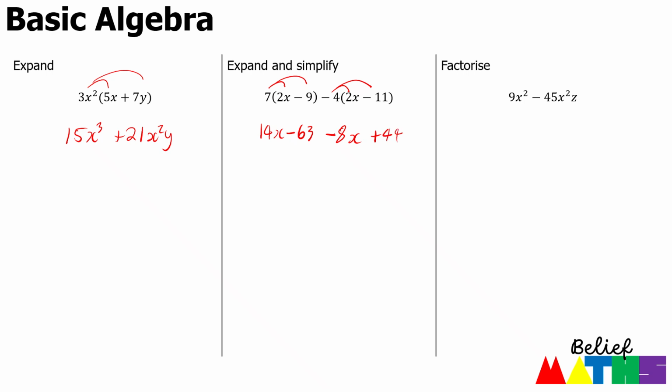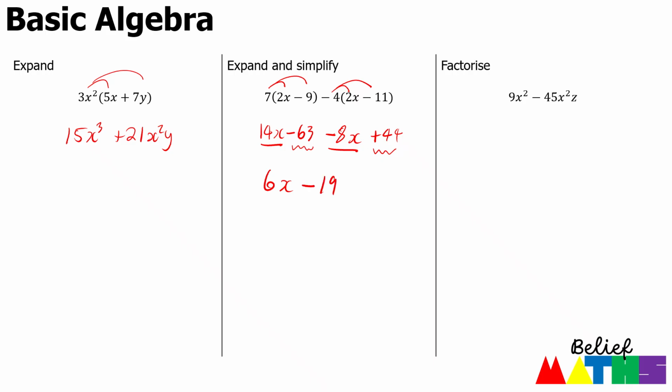If we then collect like terms, 14x take away 8x, that's 6x. And then minus 63 plus 44. And again, in this case, we shouldn't be making any calculation errors because you have a calculator to do this for you. Okay, and that gives you 6x minus 19.